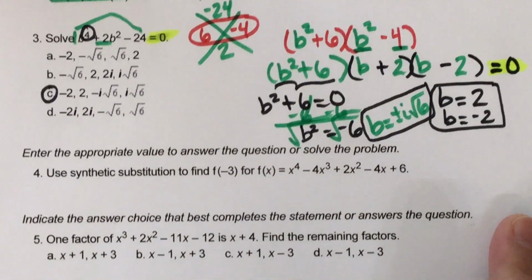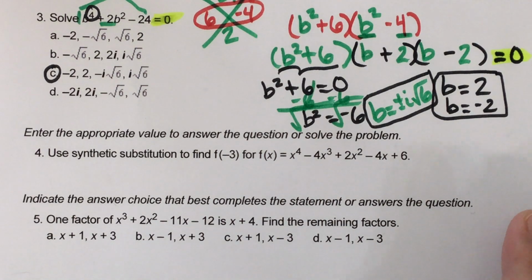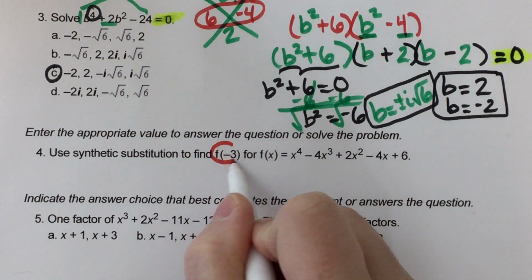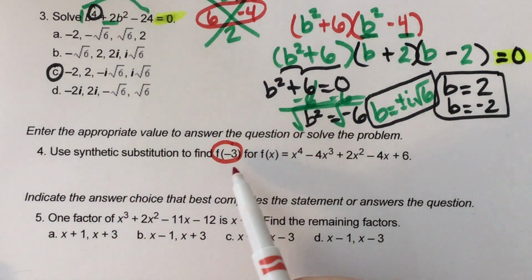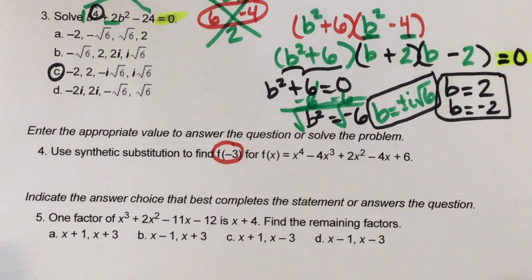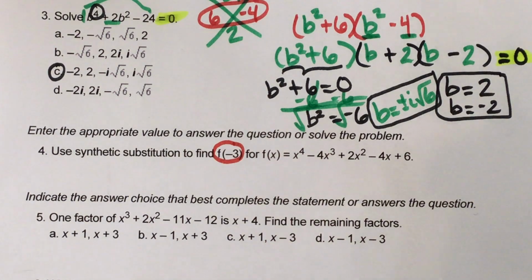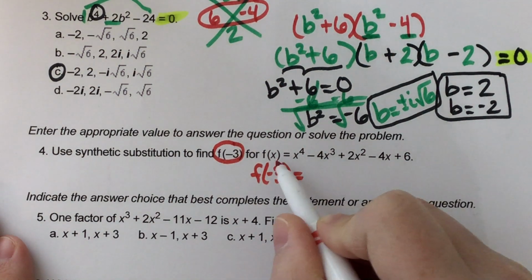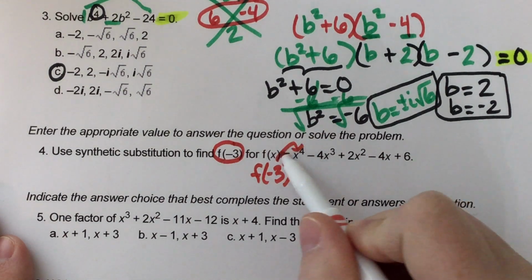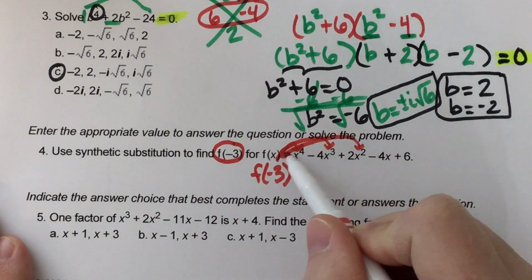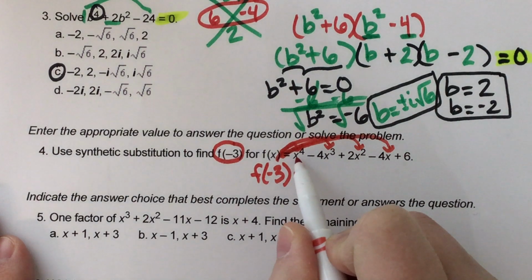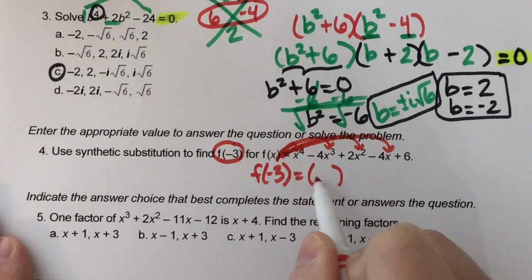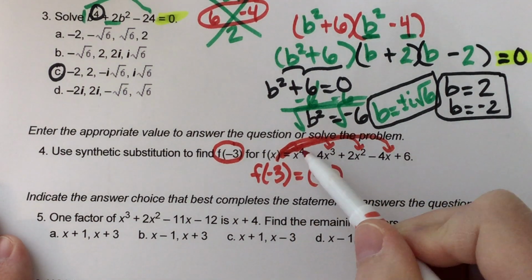Now, this is asking us to use synthetic division to find f of negative 3. I'm not going to do it that way, but if I did, I'd put negative 3 in the box, I'd do synthetic division, and the remainder would be my answer. What I'm going to do is I am going to just put negative 3 into every single x. So in my calculator, where that x is, I'll build parentheses. I'll put negative 3 in there. I'll raise it to the 4th.